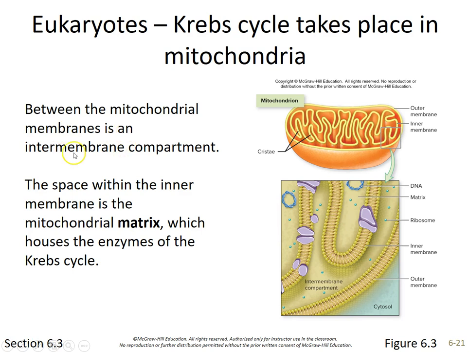Between the mitochondrial membranes is an intermembrane compartment, and inside is the mitochondrial matrix, which is kind of like a maze, but a very structured one, which houses the enzymes of the Krebs cycle. And this is a close-up. You can see the phospholipid bilayer of the outer membrane, and then yet another phospholipid bilayer of the cristae, as in our blown-up view here. And then the cytosol is right outside the mitochondria.